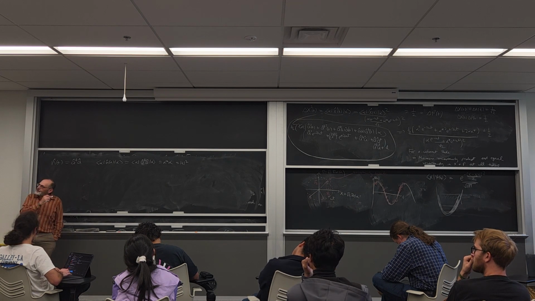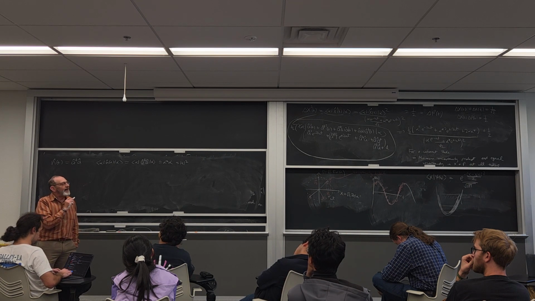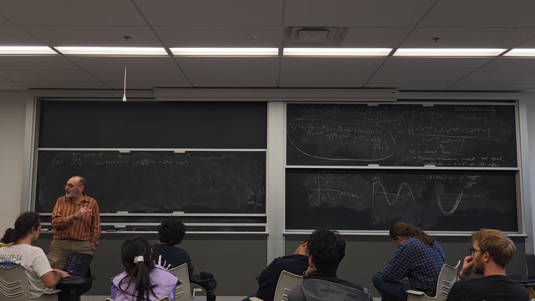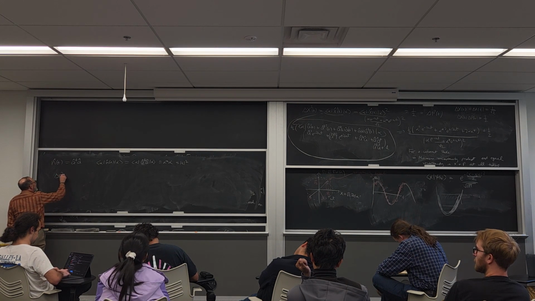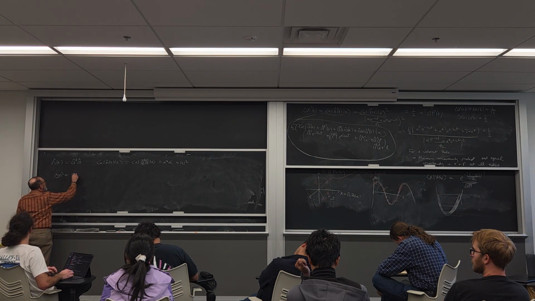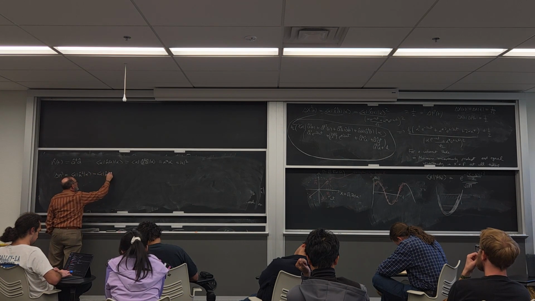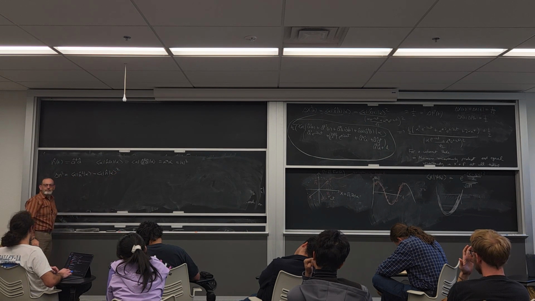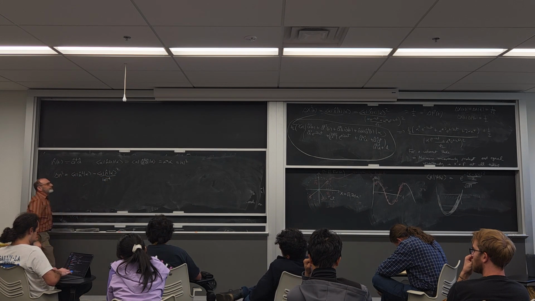But the state is not an energy eigenstate. It's not a number eigenstate, so it doesn't have a definite number of photons. It has an uncertain number of photons, an uncertain number of quanta. What is the fluctuation in photon number in this case? Well, that's the mean of n squared minus the mean of n squared, right? Which is that.